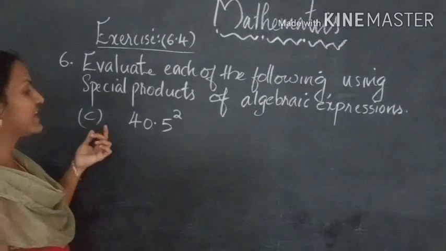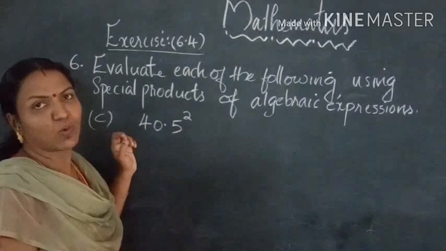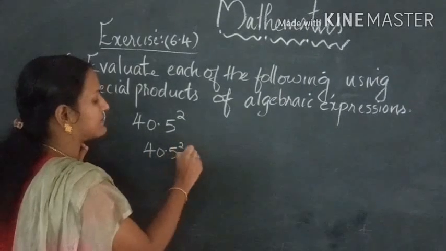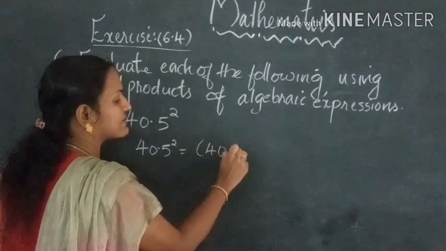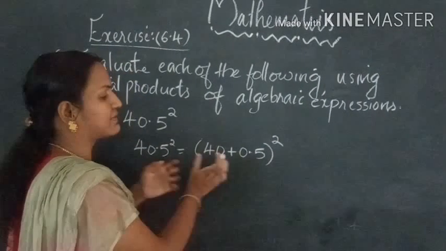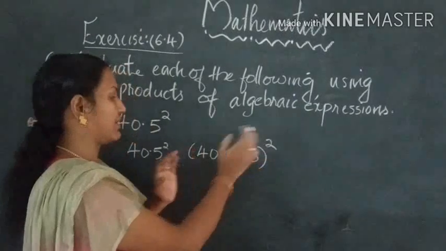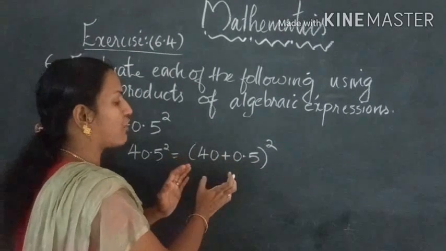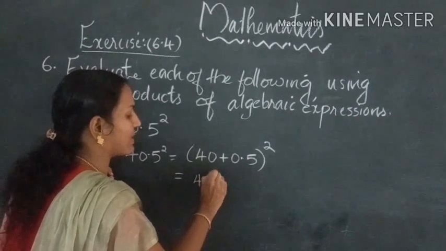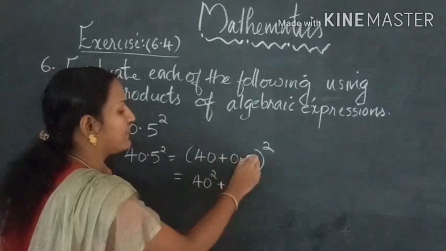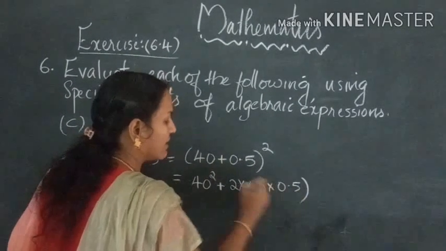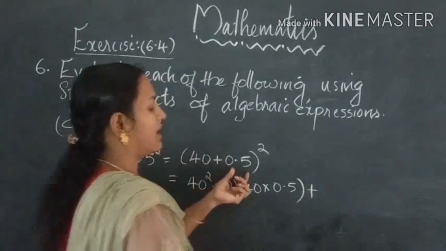Next, option C: 40.5 the whole square. 40.5 can be written as (40 plus 0.5) the whole square. So this is of the form (a plus b) the whole square, equal to a square, 40 square, plus 2ab, 2 into 40 into 0.5, plus b square.